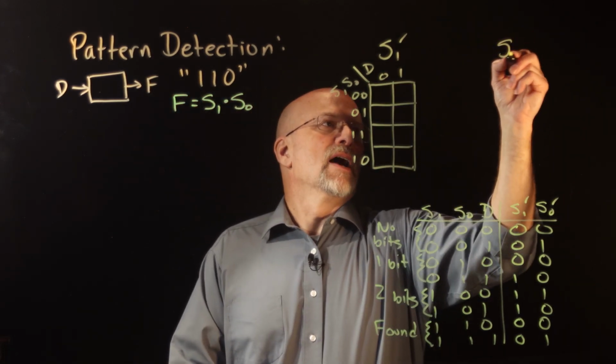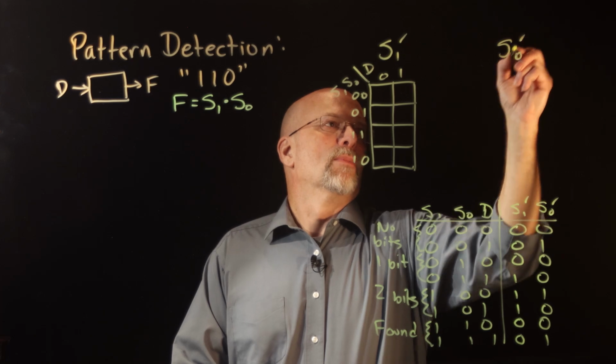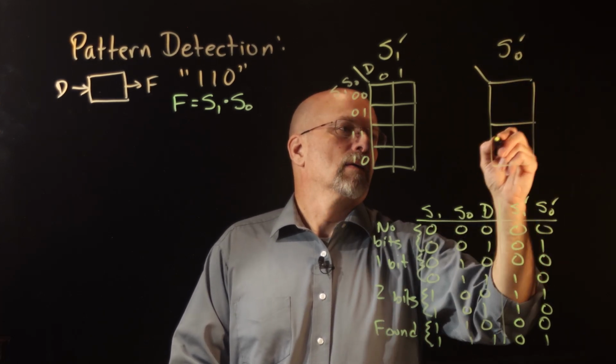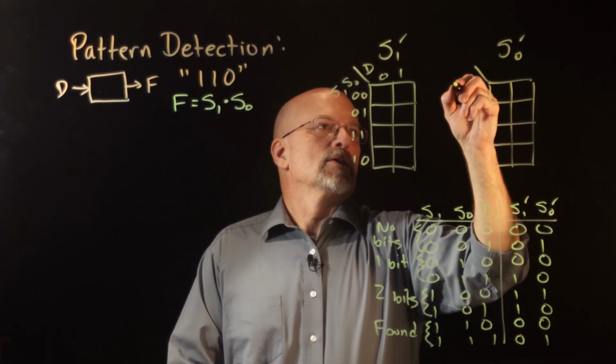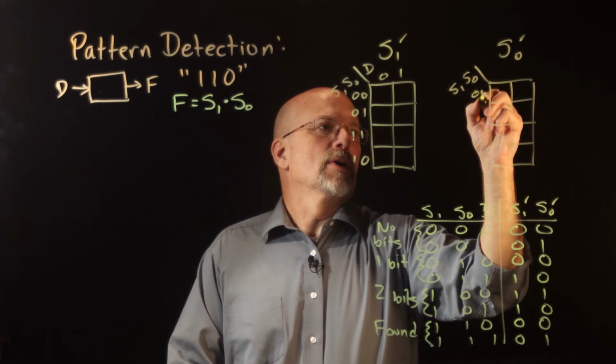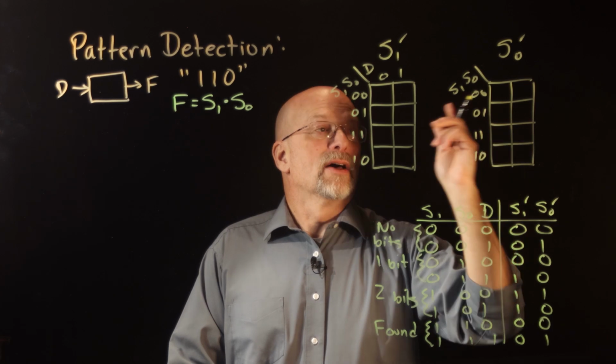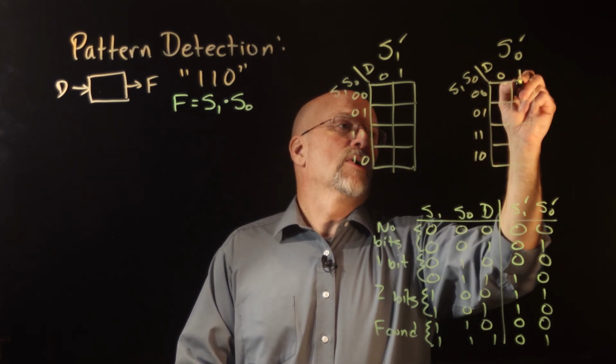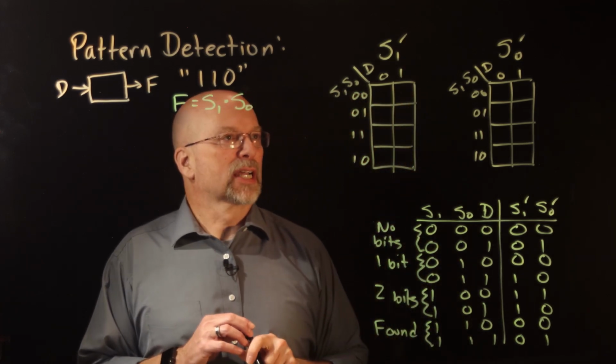And then we need another one for S0 prime. So S1 and S0 are our inputs. Gray code down the side: 00, 01, 11, 10. And then D, 0 and 1, to identify the columns.